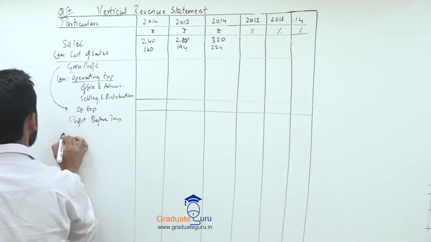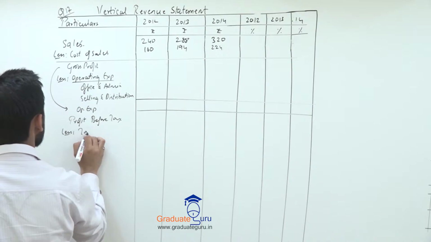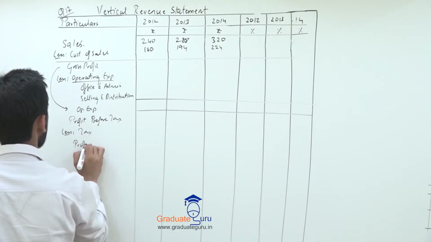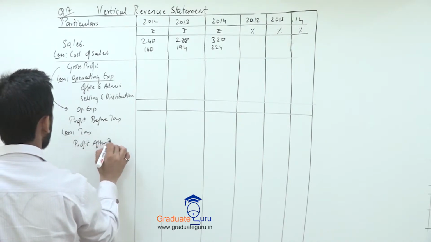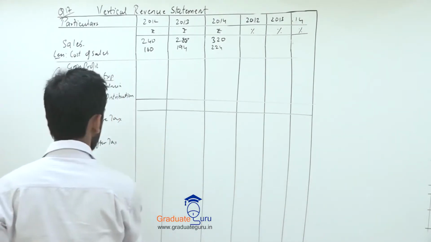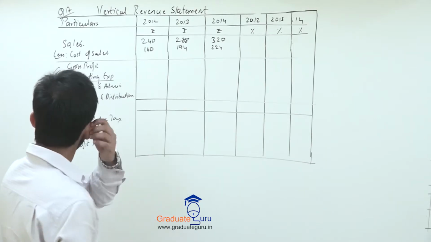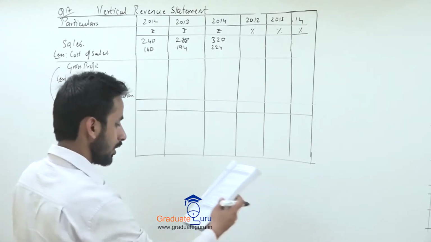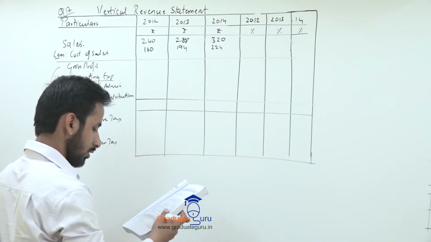Before tax, less tax, profit after tax. And we're done with the question. Chalo. So the amounts are in rupees only. Okay, ठीक है.